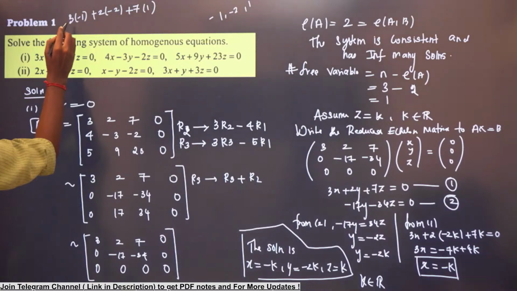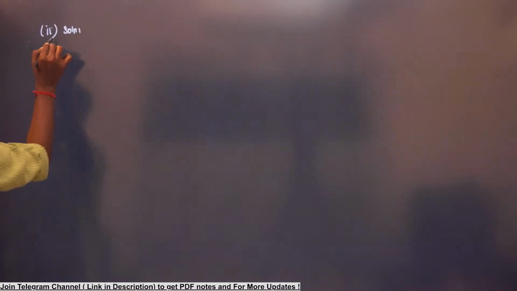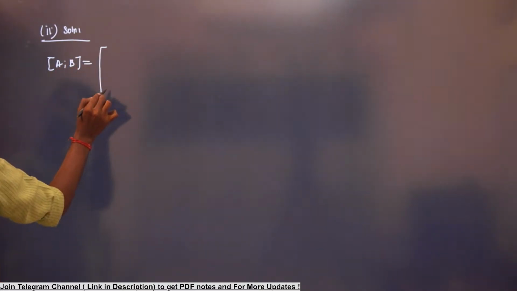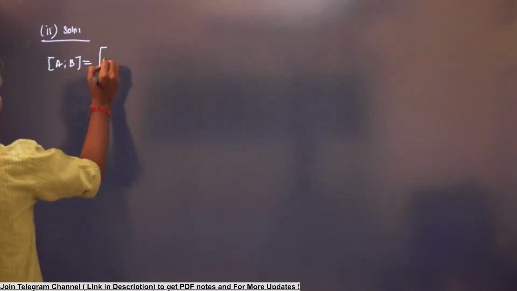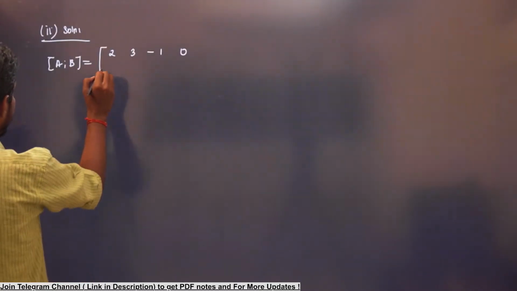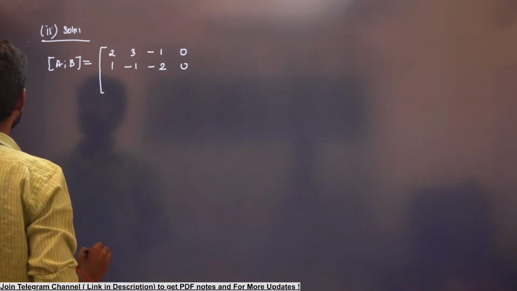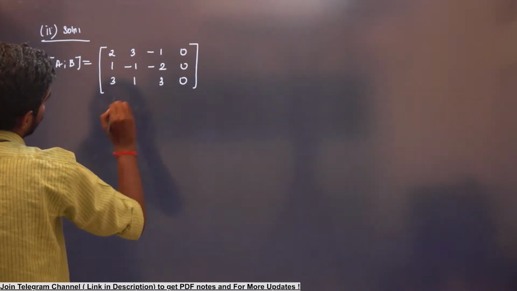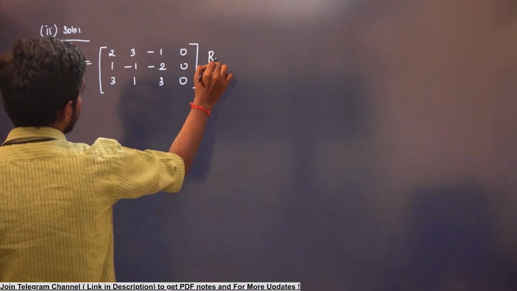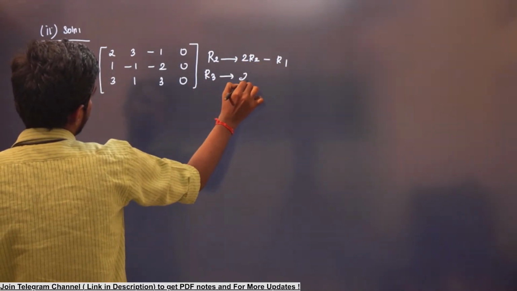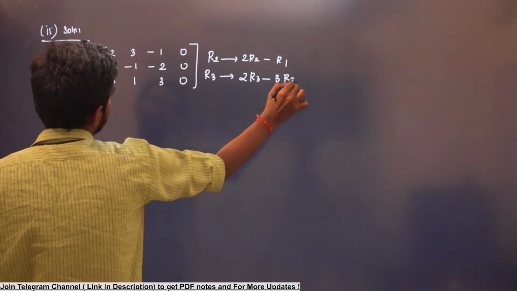Second problem. So we will form an augmented matrix. What is your augmented matrix here? 2 3 minus 1 0, 1 minus 1 minus 2 0, 3 1 3 0, right? So reduce to row echelon form. Your R2 is transformed to 2 times R2 minus R1. R3 is transformed to 2 times R3 minus 3 times R2.